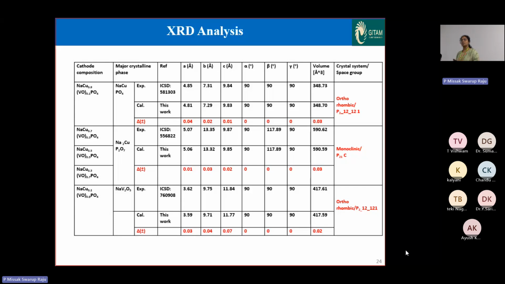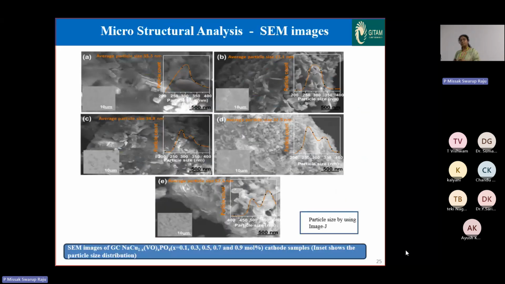The parameter values of the orthorhombic and monoclinic structures are different, and in the orthorhombic structure the alpha, beta, gamma values are equal. That is measured from this XRD. Next, microstructure analysis, SEM analysis.